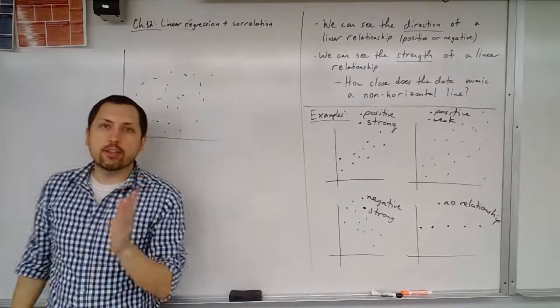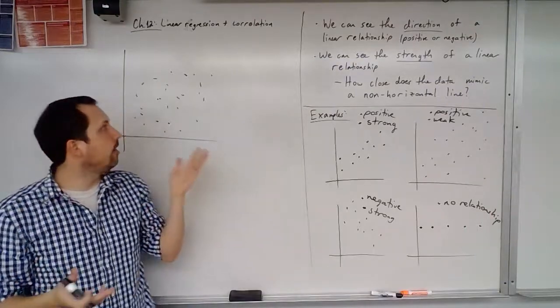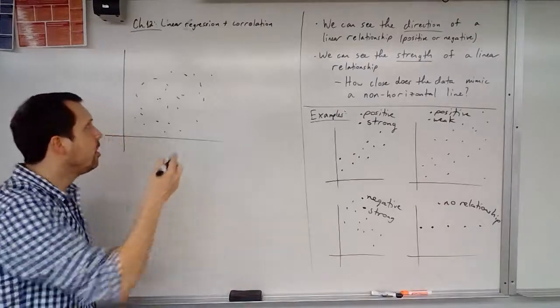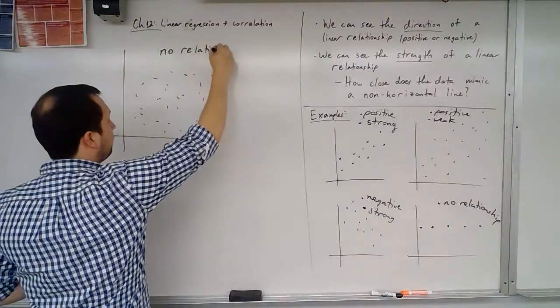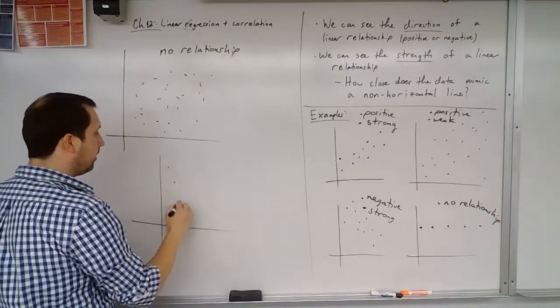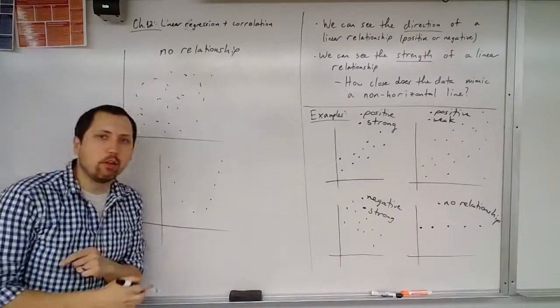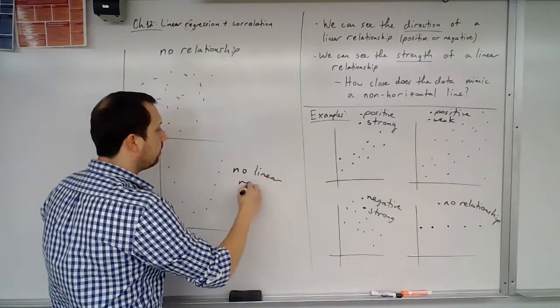This would be another example where there's no relationship. It's just purely chaotic. I can't tell that as one increases, the other one increases, or as one increases, the other one decreases, anything like this. So this would be another example where there is no relationship. And then one more example, to also just see what we're talking about. This would be an example where there is no linear relationship.